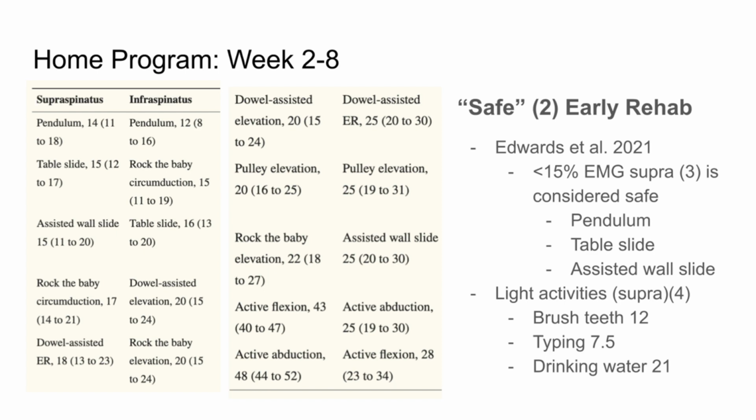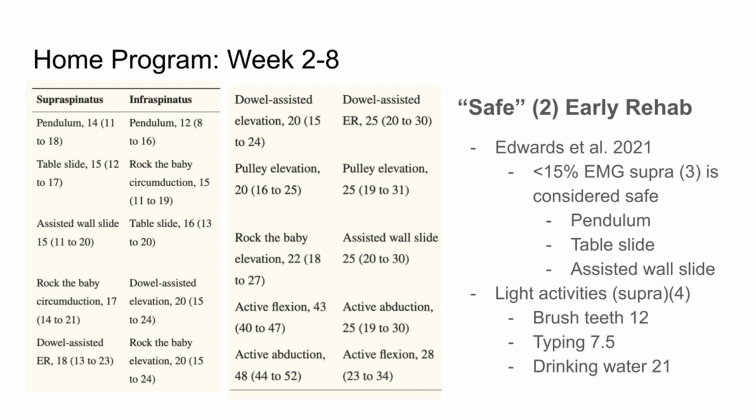First one would be pendulums, and that's got an MVIC of 14. Table slides are 15. Assisted wall slides are also 15. Rock the baby and circumduction is 17. And I've done YouTube shorts on these exercises. I'll put a link in the show notes so you can see what I'm actually talking about.